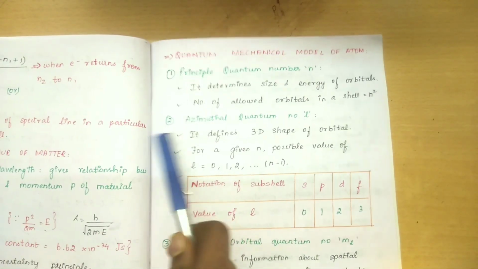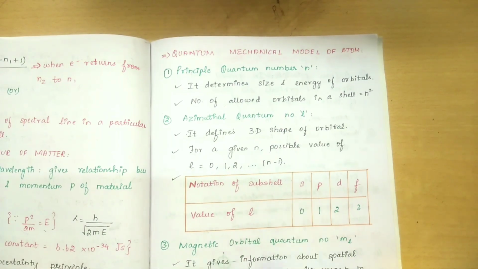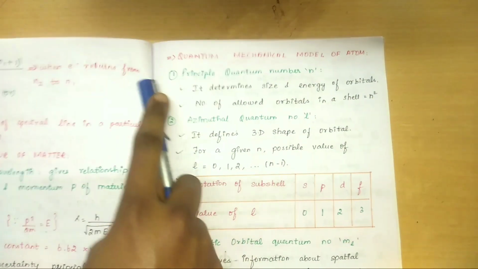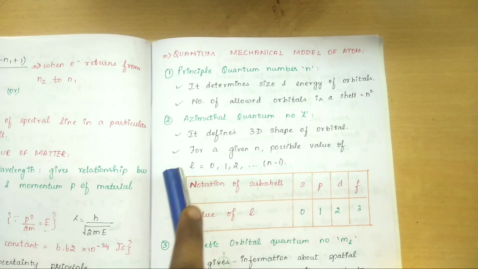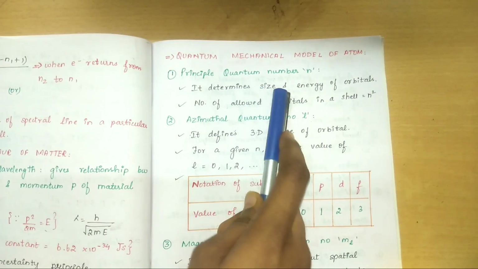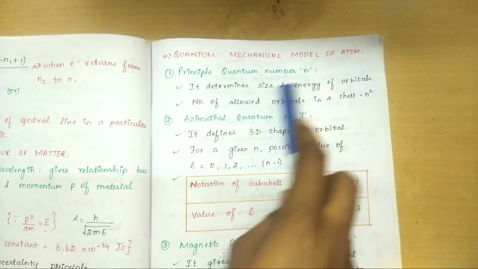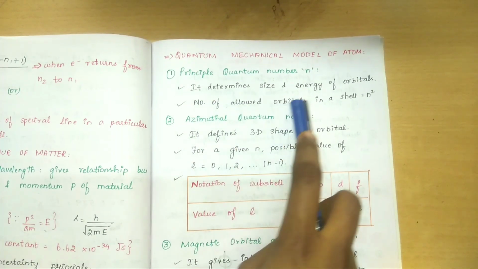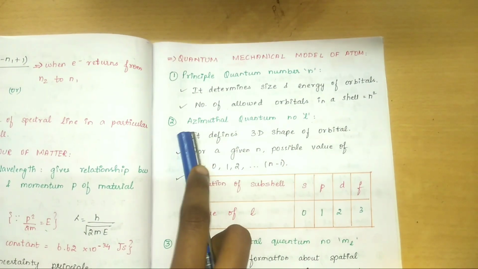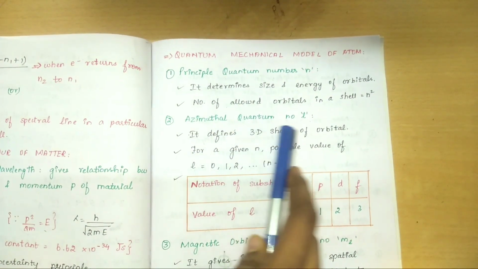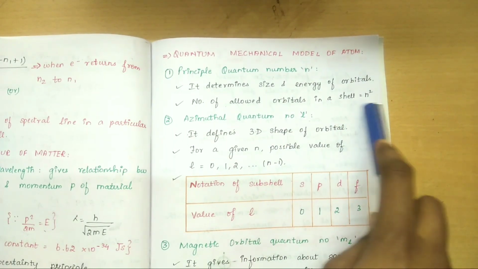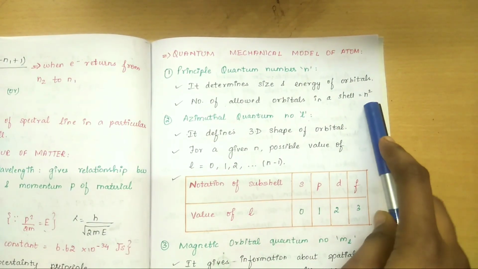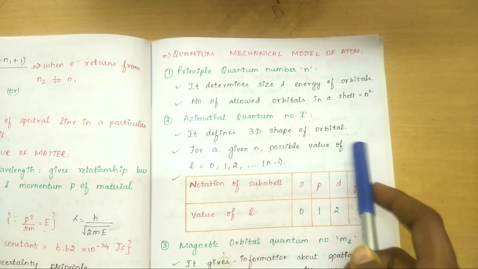Then the quantum mechanical model of the atom. We know quantum numbers. All the quantum numbers for an atom we are going to see. The principal quantum number is the first one, denoted as n. It determines the size and energy of orbitals, and the number of allowed orbitals in a shell is equal to n squared. You should apply this formula for finding out the number of orbitals in a shell.